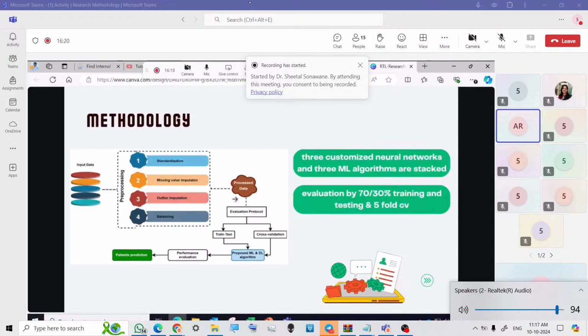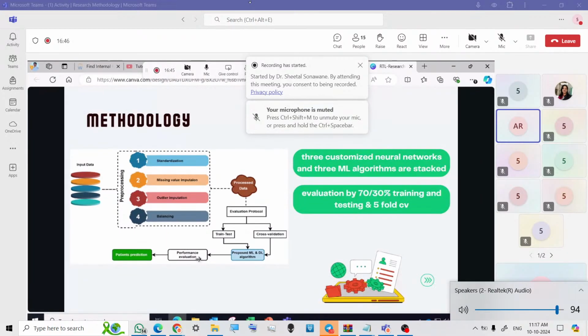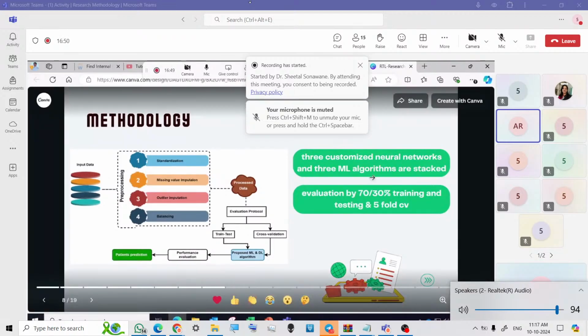Suppose that this processed data has been fed to several different models, and the evaluation protocol is done using two kinds of techniques, like 70-30 train-test split, or five-fold cross validation. And we are having the proposed ML and DL algorithms with stacking and ensemble, then performance evaluation, and finally the prediction is done. So over here we are having two kinds of approaches.